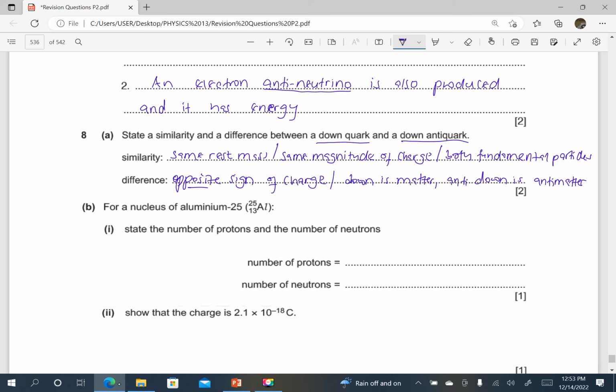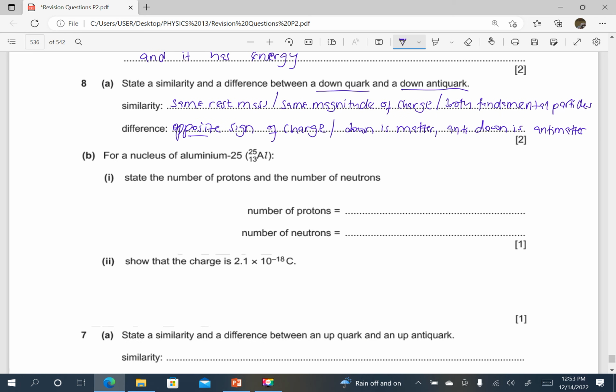For a nucleus of aluminium-25, state the number of protons and number of neutrons. Protons, I think this is the proton number, that is 13. Neutron number, you get 25 minus 13, which is 12.